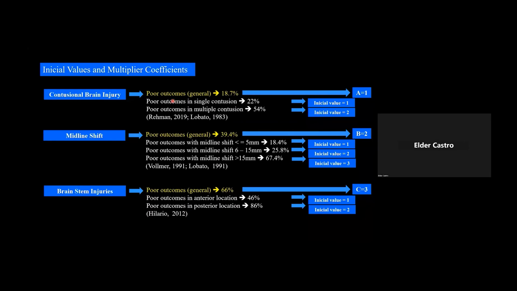Here we have some examples of the initial values and multiplier coefficients. We can see three variables: contusional brain injury, midline shift, and brainstem injuries. Each of them has a percentage, absolute and relative. The absolute percentage allows us to assign a multiplier coefficient. The relative percentage allows us to assign the initial value in each category.